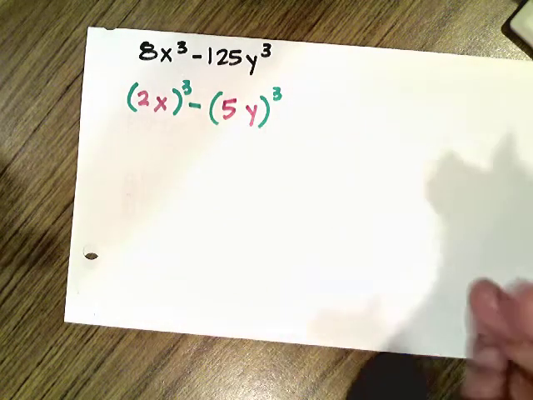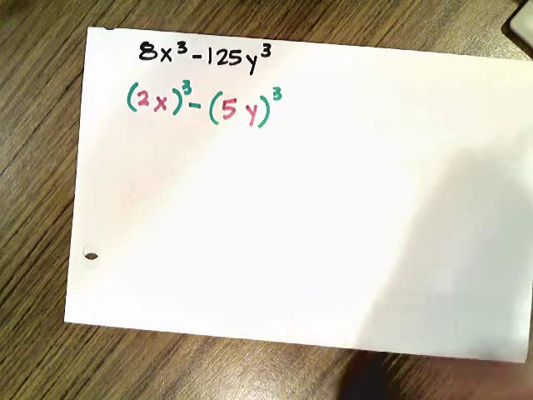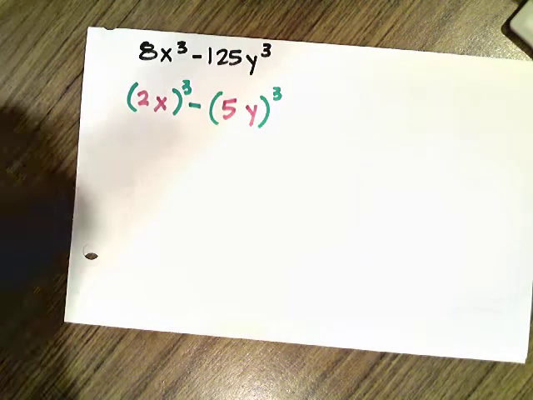Okay, and you could just check on your calculator. 2 times 2 times 2 equals, oh, 8, that works. 3 times 3 times 3 equals, oh, that doesn't work. 4 times 4 times 4 equals, oh, that doesn't work, and so on and so forth.